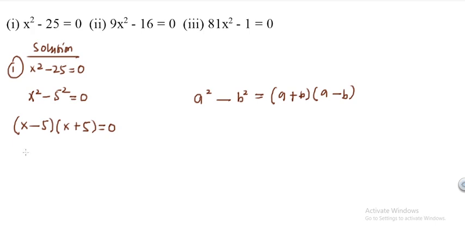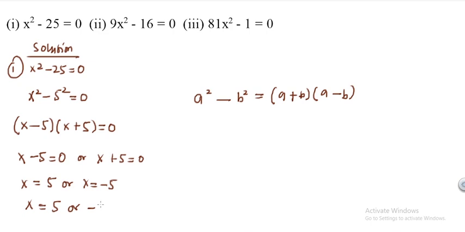Now, as we do it in a normal quadratic equation, I pick one bracket and equate it to 0. So x minus 5 is equal to 0, or I pick the second bracket, x plus 5 is equal to 0. From here, I can move 5 to the other side. So x is equal to plus 5, or moving plus 5 to the other side becomes minus 5. So x is equal to 5 or minus 5. This is the answer to this equation.